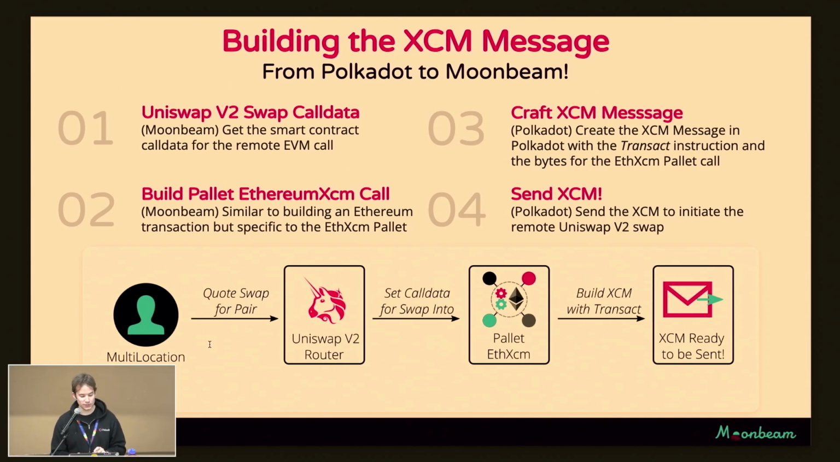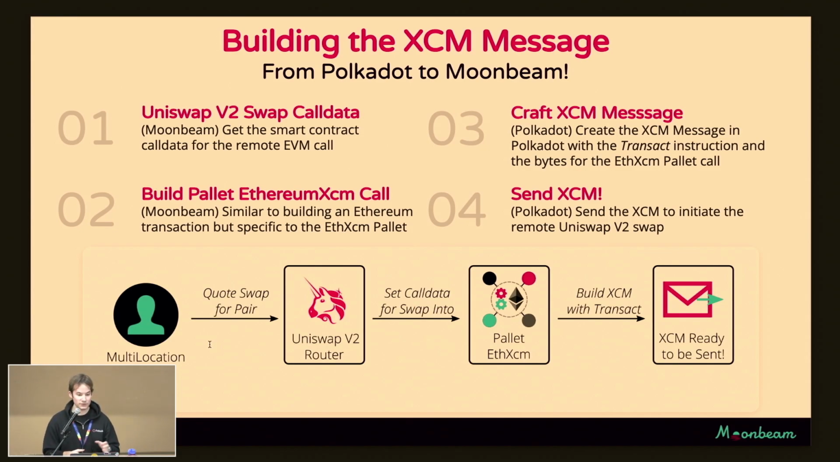And then we will build a call within the Ethereum XCM pallet. And the Ethereum XCM pallet enables these remote EVM calls. Then we're going to take the encoded call data that we've just built, and we've built this on Moonbeam, and we're essentially going to drop it into an XCM message. And we're going to drop it into an XCM message that starts on Polkadot.